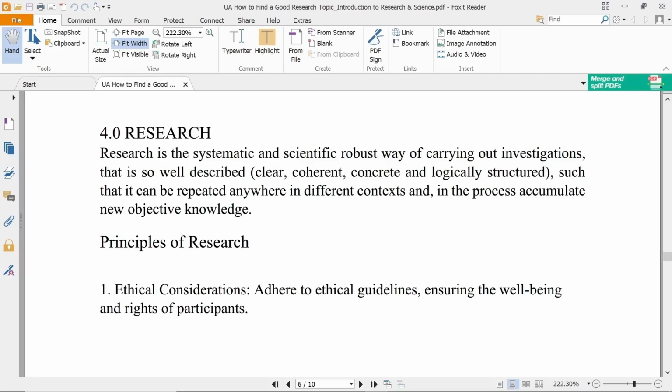Research. What is research? Research is a systematic, scientific, robust way of carrying out investigations that are so well described, clear, coherent, concrete, and logically structured that they can be repeated anywhere, in different contexts. In the process, you accumulate new objective knowledge. So whatever research you're doing has to have a novel aspect.